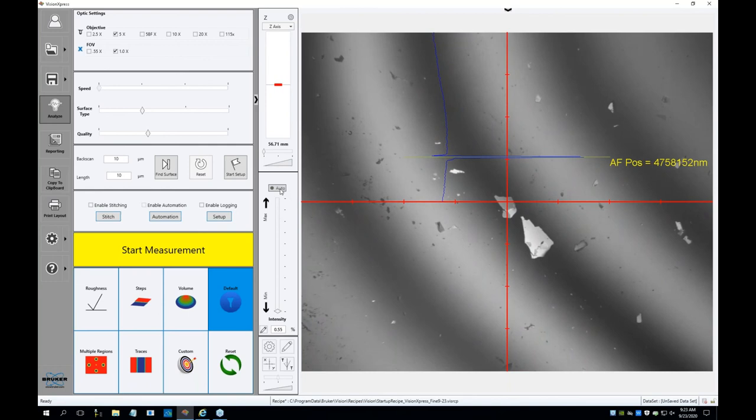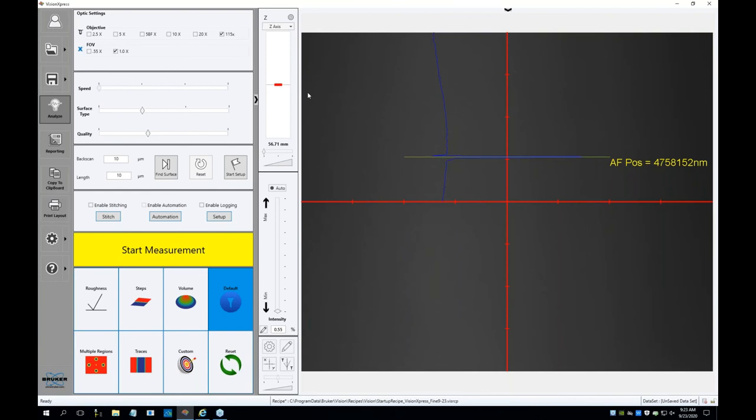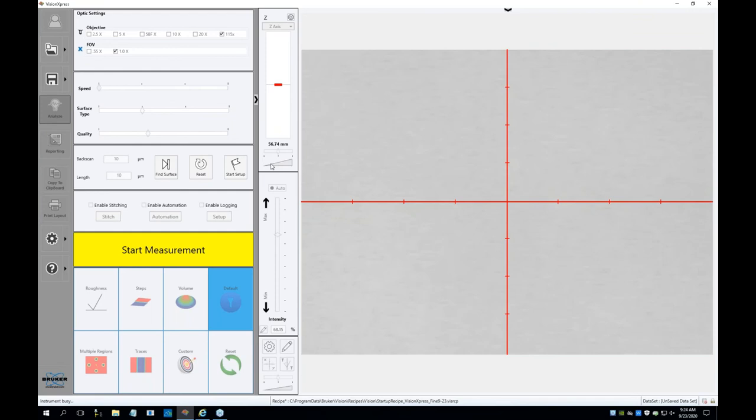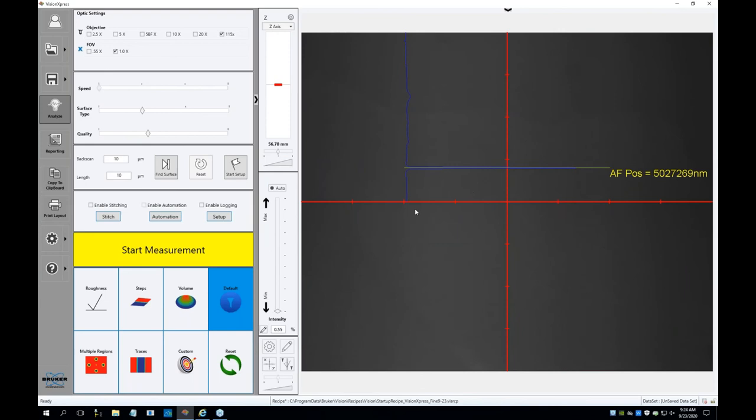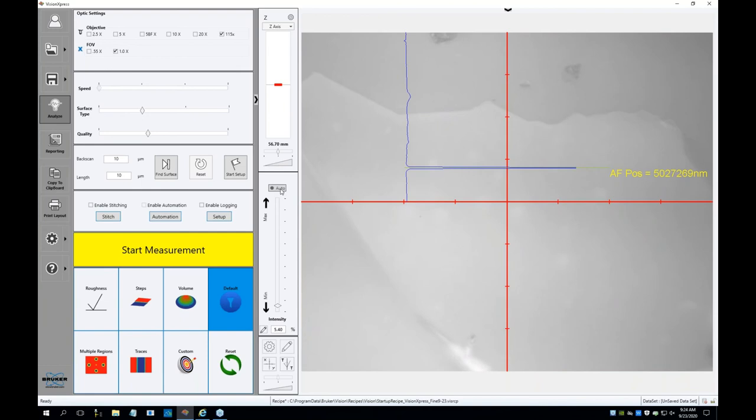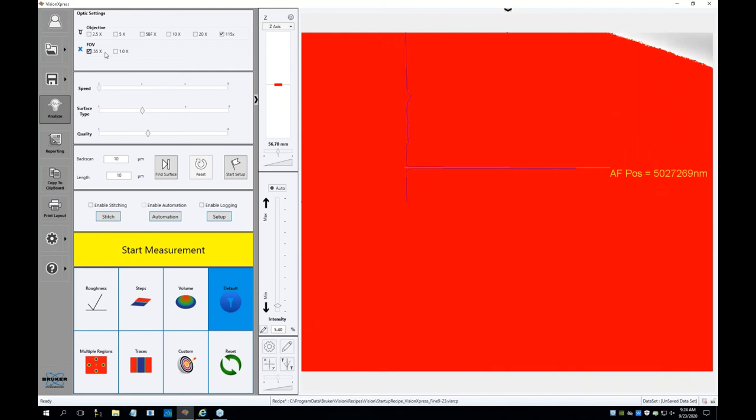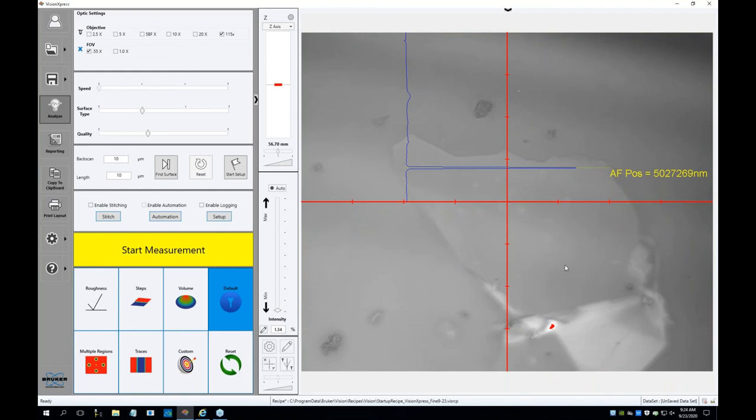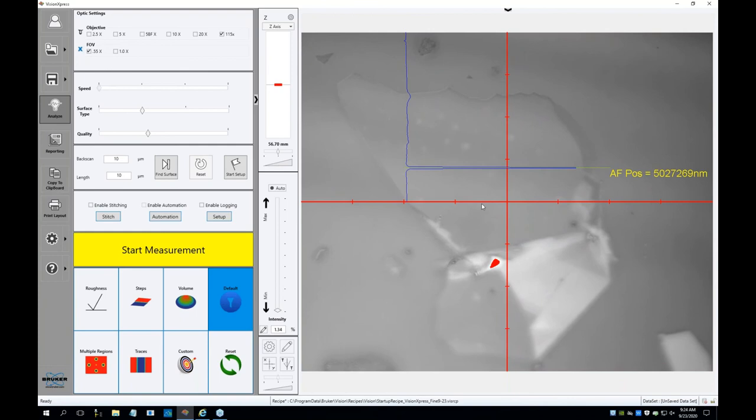So now if I move toward the 115x objective, the system will move there, and we can go slightly downward and find the surface to make sure we have the proper focus on these graphene layers on silicon. Once we are in focus, we can bring a bit more light, and we will right away see the graphene flakes. We can further zoom out and see a bigger area, so we are more centered on specific locations.